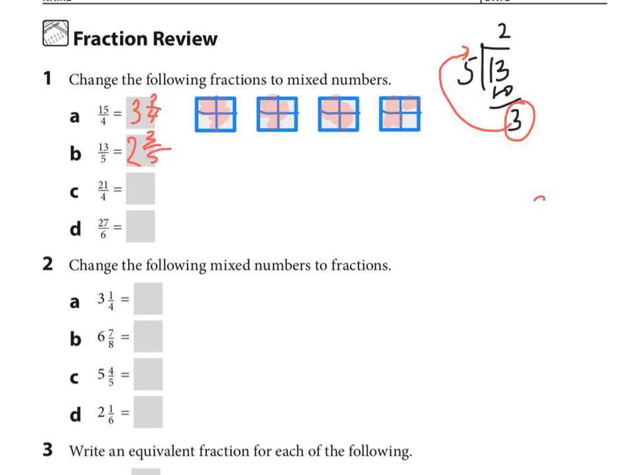Let's do that one more time. How about 21 divided by 4? I know 4 times 5 is 20, so there's 1 left. So again, I'm going to take this remainder and make it a fraction by putting it above the 4. So I have 5 whole and 1 fourth. And then you can do the last one by either drawing a picture or by doing this division trick.